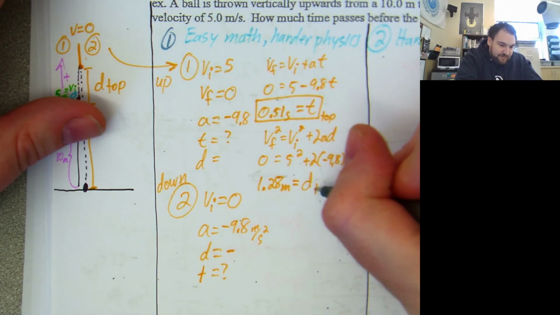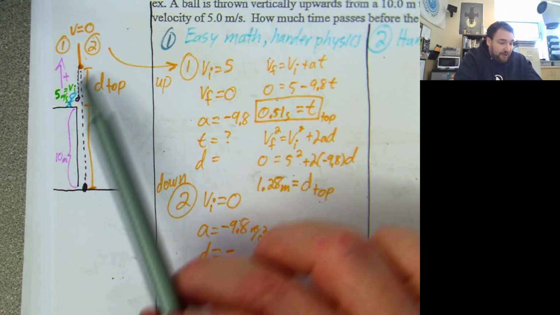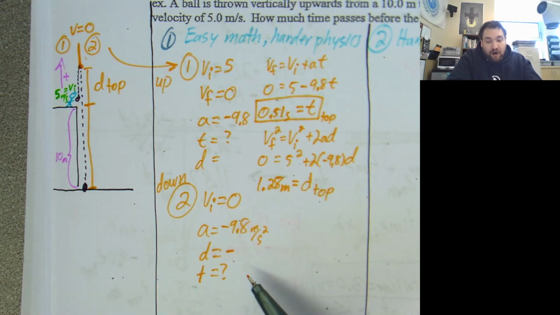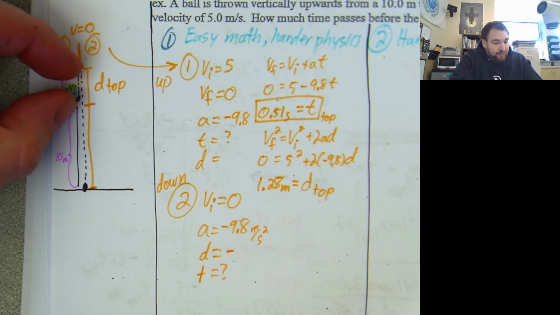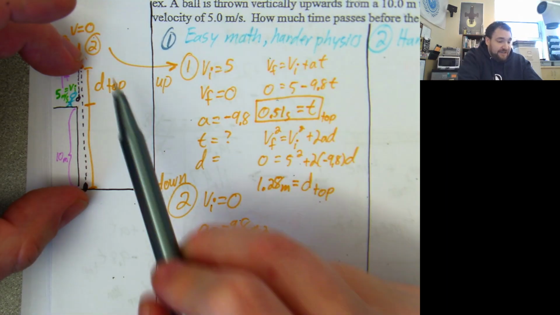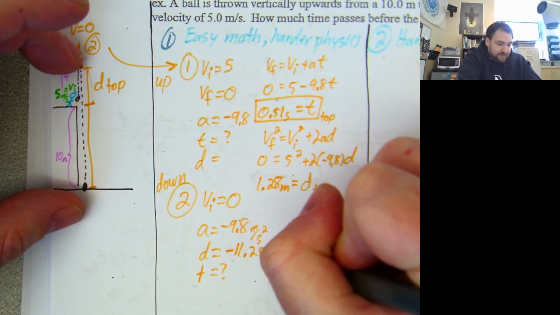And this is the displacement to the top. And so now we know, for the second part of the problem, for the ball to go from the top to the bottom, it's going to have to be displaced how far? It went up 1.28 meters, so this whole displacement is what? 11.28, and because the ball is now falling, that's going to be negative. We added the displacement to the top to the 10 down. It's going to be negative 11.28 meters.